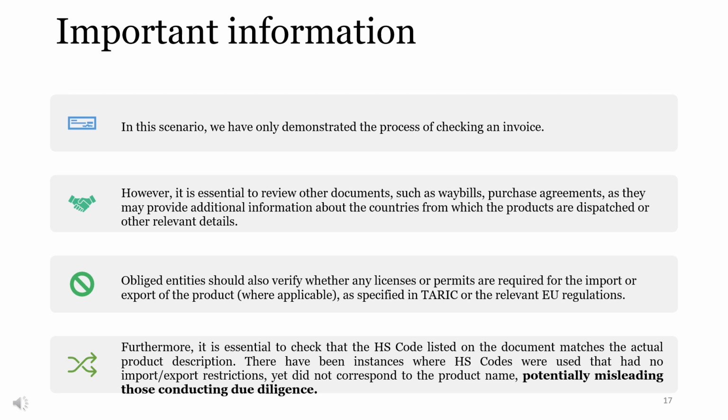In addition, it is important to review whether any licenses were required for the import or export of this product, where applicable, as specified in TARIC or the applicable EU regulation. It is also essential to verify that the HS code stated on the documentation matches the actual product description. There have been instances where HS codes used on invoices did not accurately reflect the product, sometimes intentionally by referencing codes without any import or export restrictions, thereby misleading those conducting due diligence.